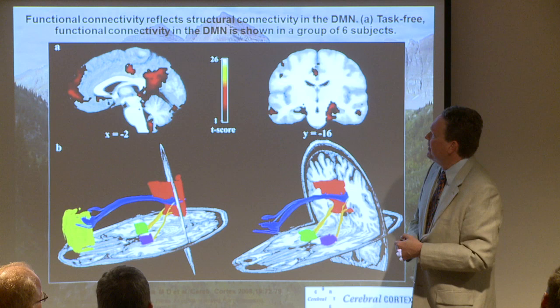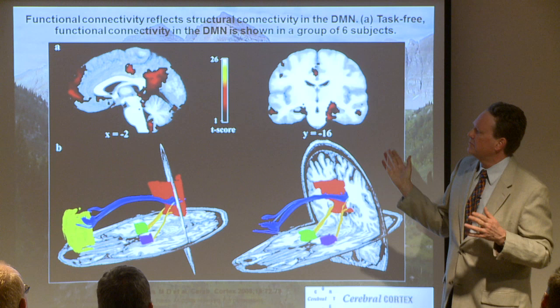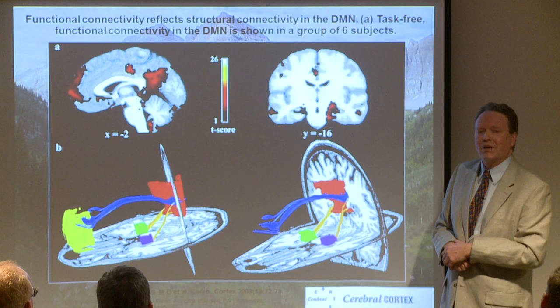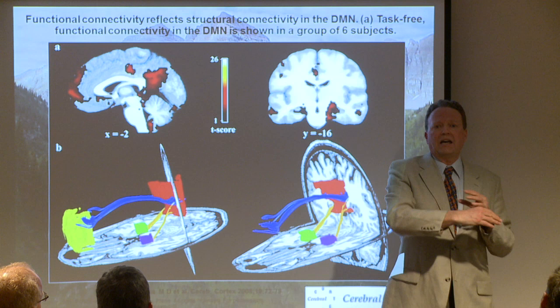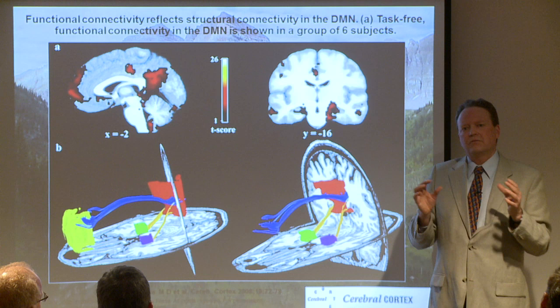We have areas of the brain in posterior cingulate cortex and other areas of the brain that I could name but might be meaningless to you, that are functioning together. They're communicating with each other. They must, of course, have some neural pathways that connect these different areas that are active while we're not doing anything.